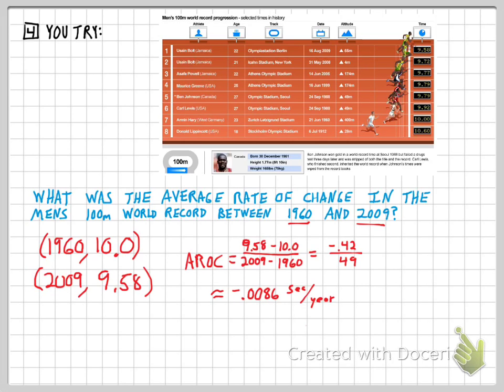Alright, our answer here is taking the information from 1960, which is right here, and our information from 2009, which is right here. I'm thinking about those as points. So I've got our 2 points right there, and then simply average rate of change is the slope formula, and I end up with this final answer of negative 0.008 seconds per year. What that means is over the course of that time period, the world record was dropping by about that much per year.